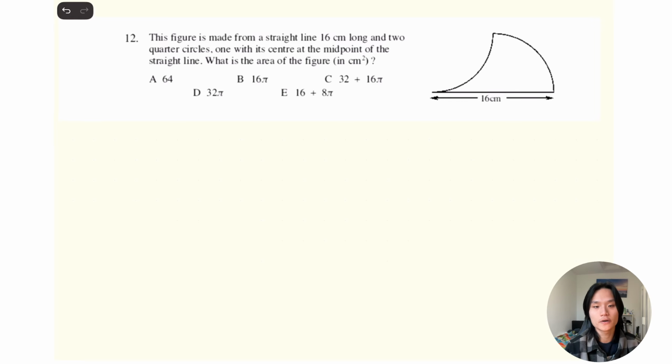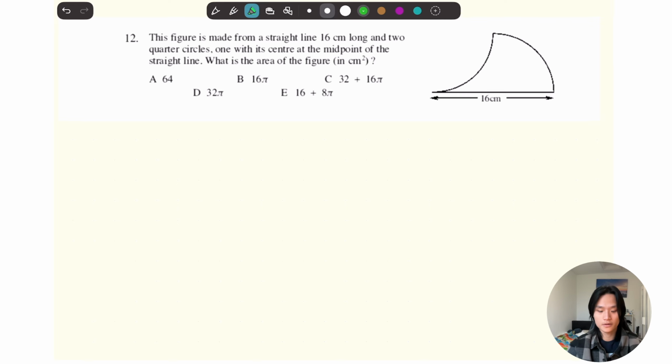Today I want to show you this fun algebra puzzle I found from the internet. So the figure is made from a straight line 16 cm long, so 16 cm long here, and two quarter circles, one with its center at the midpoint of the straight line. What is the area of the figure in cm squared?